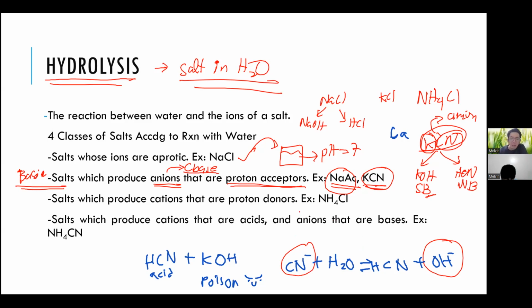Next, salts which produce cations that are proton donors. Usually there are only a few of these, mostly just ammonium, because ammonium is the one that can act as an acid, a proton donor. It is a conjugate acid.